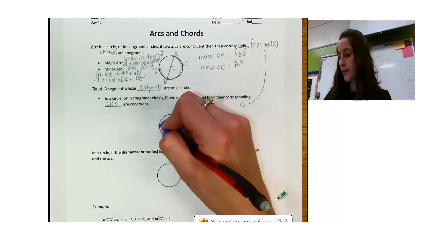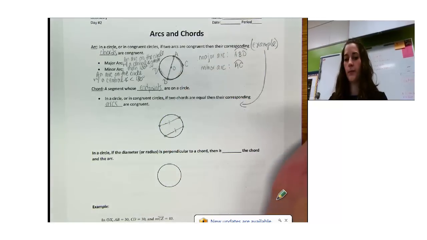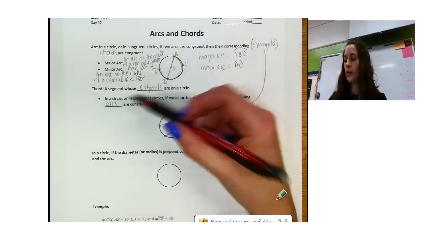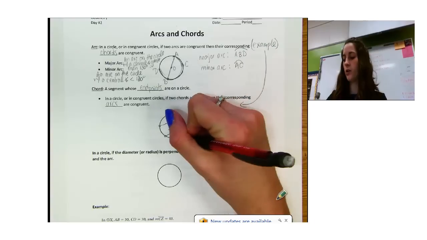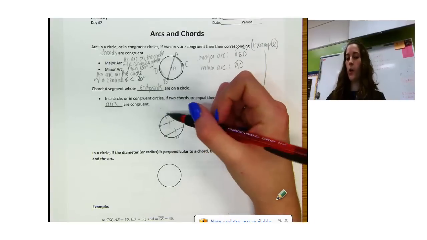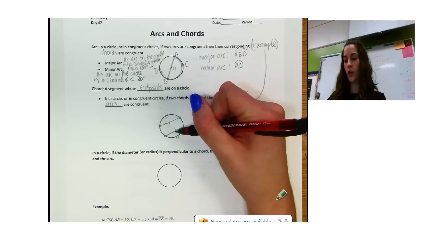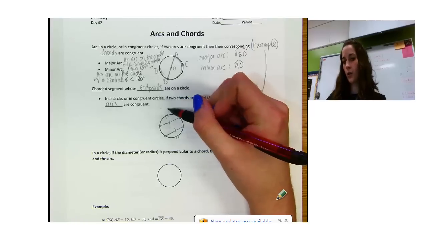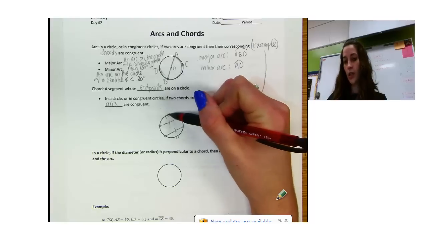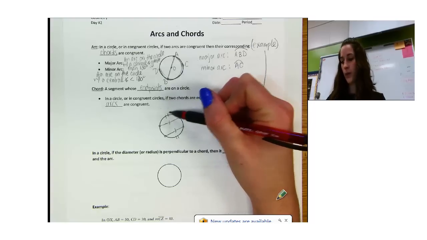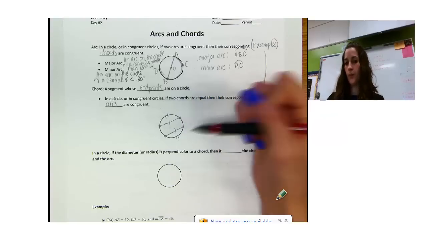So let's take a look at some chords here. Okay, so let's say these two chords are congruent. Our theorem says that if these two chords are congruent, then their corresponding arcs are also congruent. So just to make it clear, if two chords are congruent to each other, then their arcs are also congruent to each other. The chord is not congruent to the arc, but the arc is congruent to the other arc.